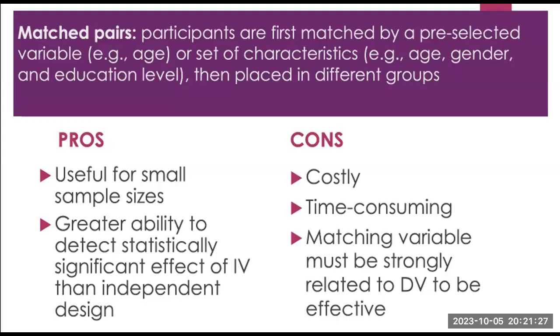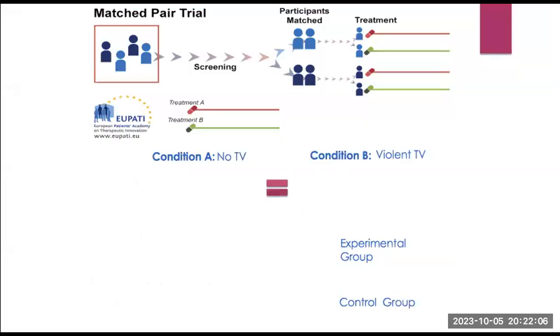Also, you have to make sure that your matching variable is strongly related to the dependent variable in order for it to be effective. So if you're testing on cognitive ability, you want to make sure that people are matched on their IQ level, for example. So maybe you would look at gender, racial identity, and IQ level, something like that. You just want to make sure that the most important variables, in other words, the variables that are related to your dependent variable, are the ones that you're measuring these participants on.